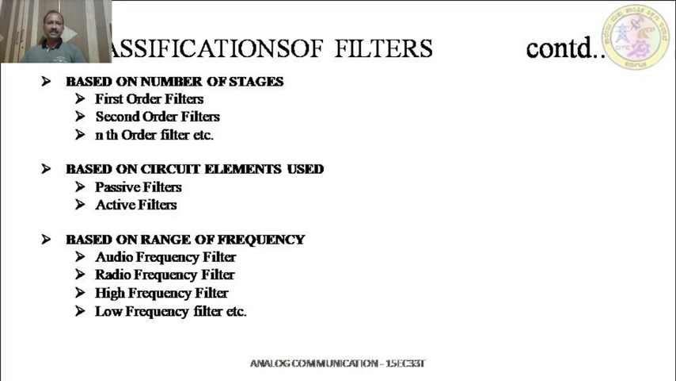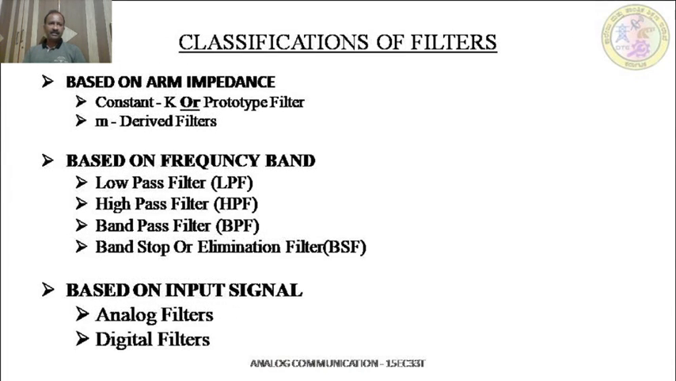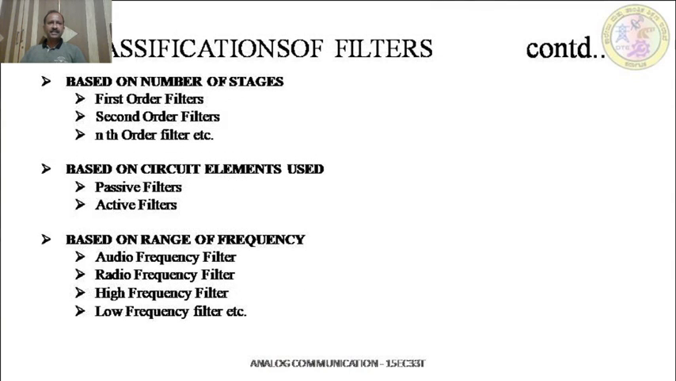Next, based on frequency range, you are going to have many types of filters available. Some are listed here: audio frequency, radio frequency, high frequency, low frequency. Like this, you can classify our filters into many categories. Very important are those based on arm impedance, in this constant K, and based on frequency band, these four. And then we are studying analog filters. In this session, you are studying first order only, and you are designing passive filters. These classifications are important for our further studies.